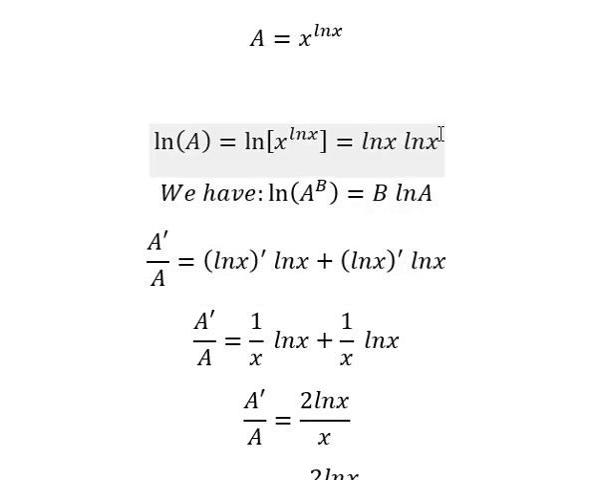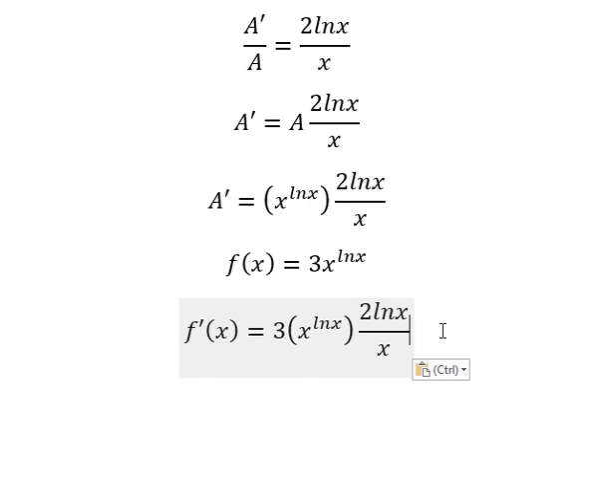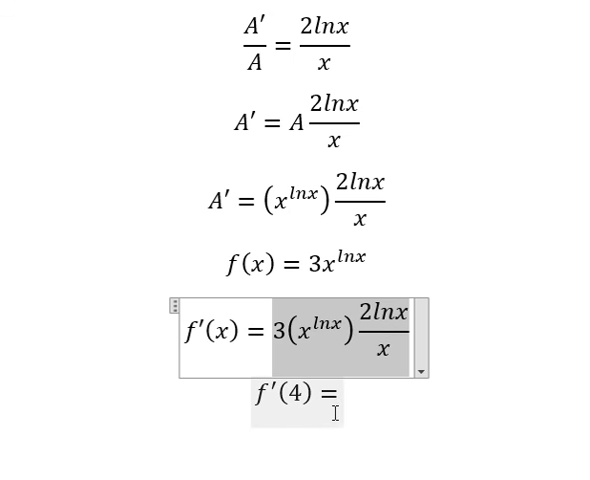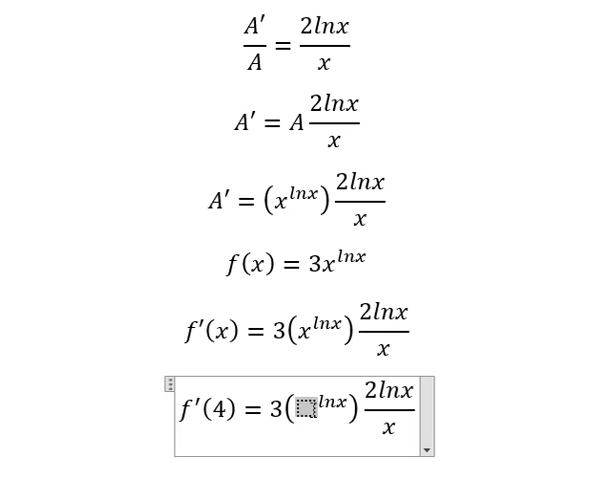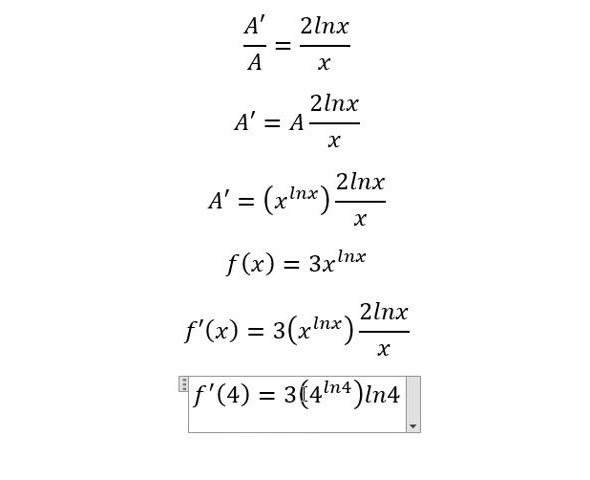And now we need to find the value of this one in here. So we put number 4 here and here. So to simplify by number 4, you get ln 4 over 2.